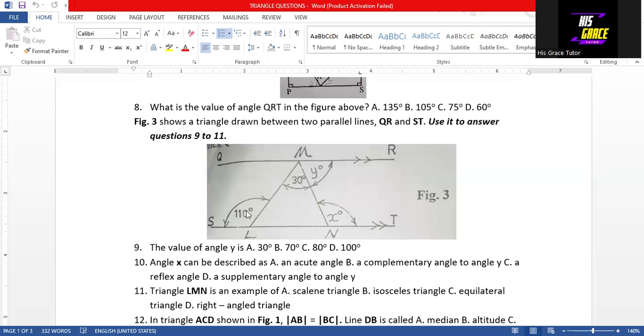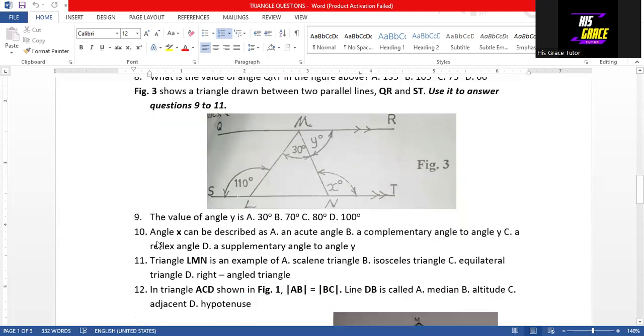So going by that, this angle at this point is an angle on a straight line with this angle 110 degrees. So which means that this angle here is 70 degrees. This angle here will be 70 degrees. So then 70 plus 30 will give us 100. And the sum of angles in a triangle is 180. So if you subtract 100 from 180, the balance is 80 degrees. So if this angle is 80 degrees, angle Y will be 80 degrees because they are alternate angles. So the answer to question 9 is 80 degrees, which is option C.